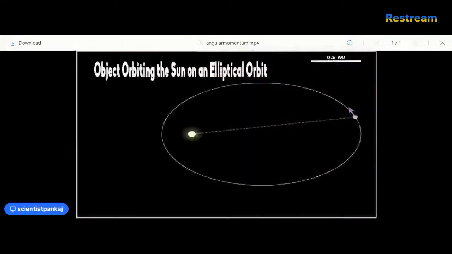In this simulator, we show an object in an elliptical orbit about the Sun. The purple arrow represents the velocity v of the object, while the red dashed line represents the distance r to the Sun. Note that due to conservation of angular momentum, when r is large, the velocity v is relatively small. Conversely, when the distance r is small, the velocity v is relatively large. Kepler's second law is actually based upon the conservation of angular momentum.